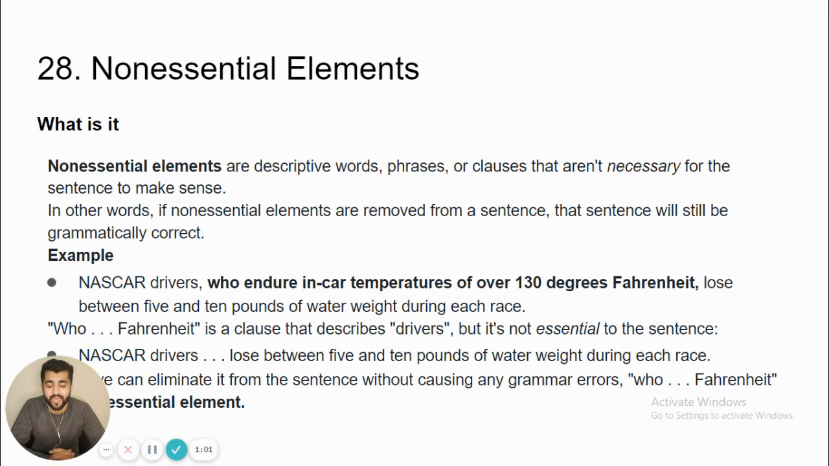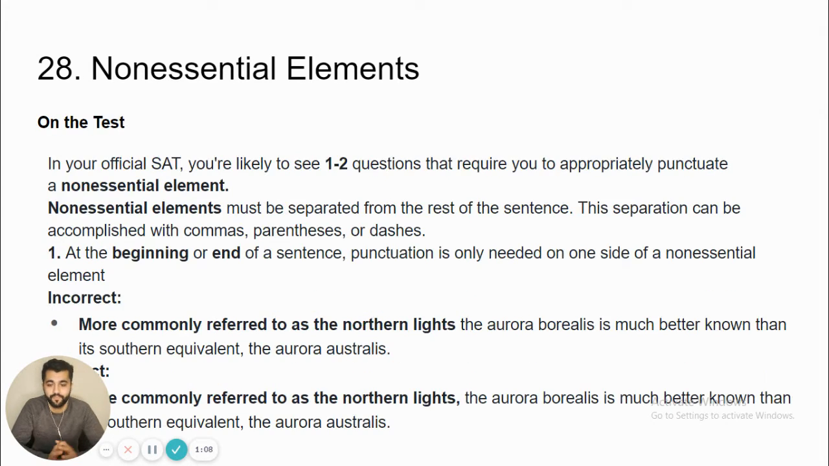So because you can take this part out of the sentence, it's called a non-essential element or a non-essential clause. Okay, so in your official SAT, you're likely to see 1 to 2 questions that require you to appropriately punctuate a non-essential clause. Non-essential elements must be separated from the rest of the sentence. This separation can be accomplished with commas, parentheses, or dashes. Okay, number one, at the beginning or end of a sentence, punctuation is only needed on one side of the non-essential clause.